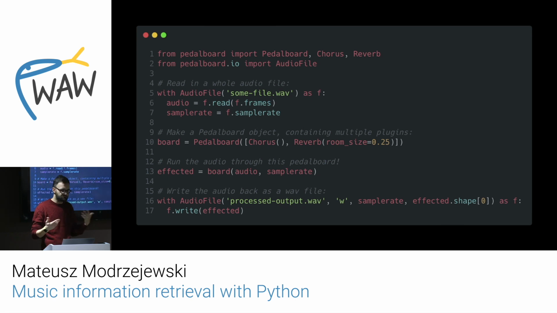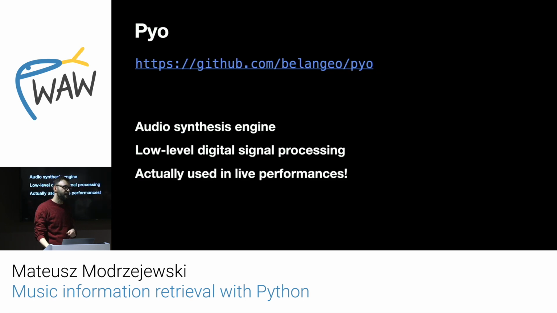And it's super simple. The first 2 lines are just plain old imports. Then you open a file. Then on line 10, you create an instance of a board, which just takes a list of effects for initialization, and then on line 13 you just run a single line of code to run your audio through the effects board.